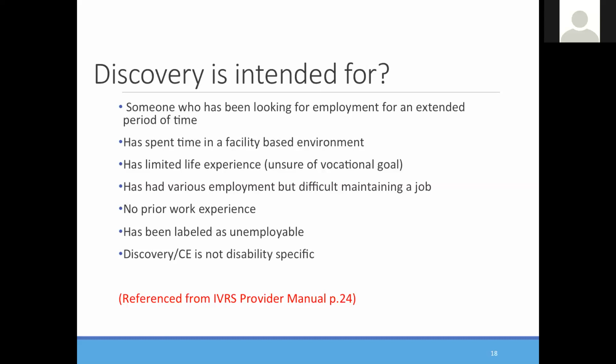Folks who have been labeled as unemployable. Oftentimes, if we've used that traditional assessment phase, we might see that a person's been labeled as unemployable. But we know through discovery that all people have skills and abilities, and that leads us to employment. And discovery and customized employment is not disability specific. It can work for folks with intellectual and developmental disabilities. It can work for folks who experience chronic mental illness. It can work for folks without disabilities too. So it really can be a benefit to various folks.